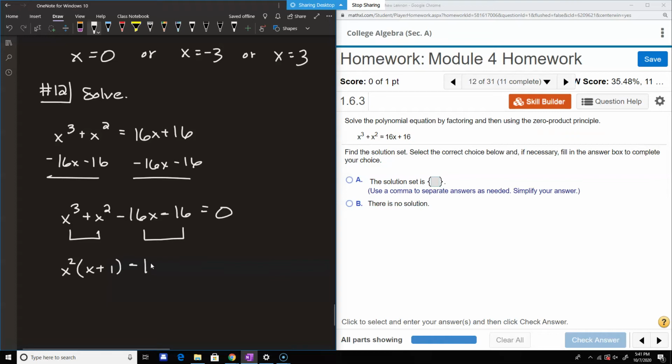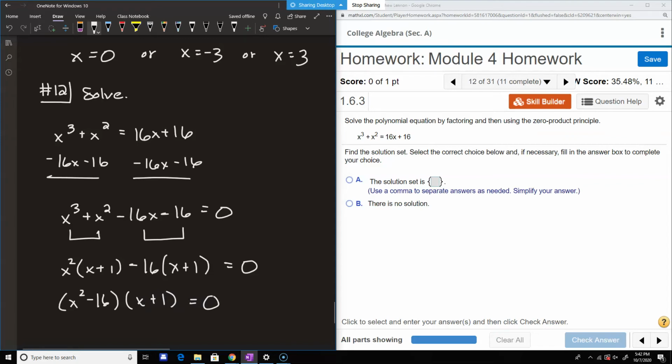And then the second group, I can take out a minus 16. And minus 16 times x is minus 16x. And minus 16 times positive 1 is minus 16. So now what's happened is I've got that x plus 1 with both terms, so then I can factor. So I'll have my x squared minus 16, the numbers in front, and I'll also have the x plus 1.